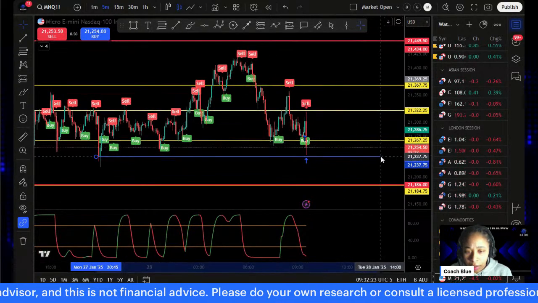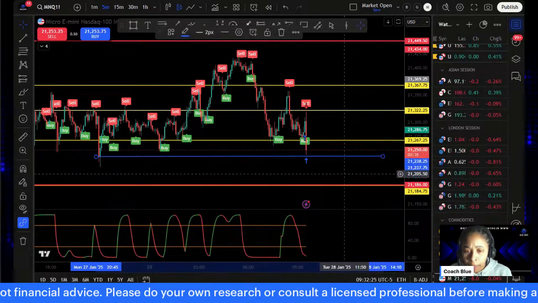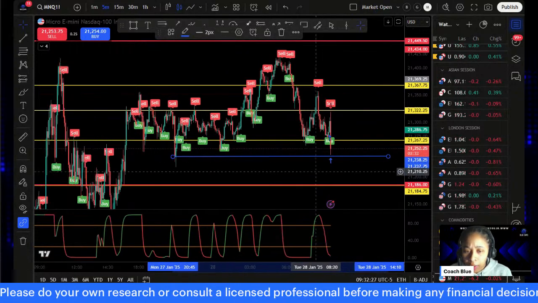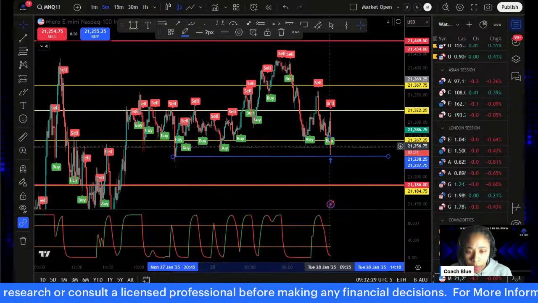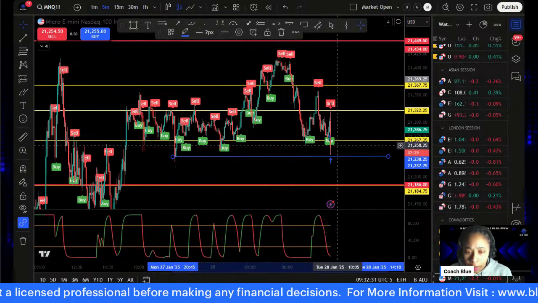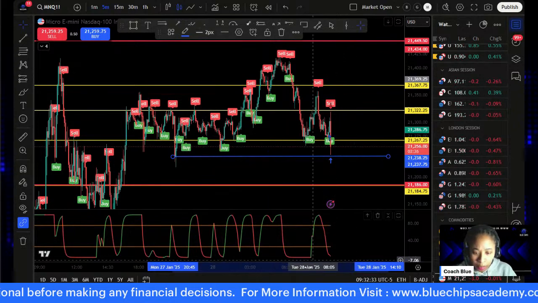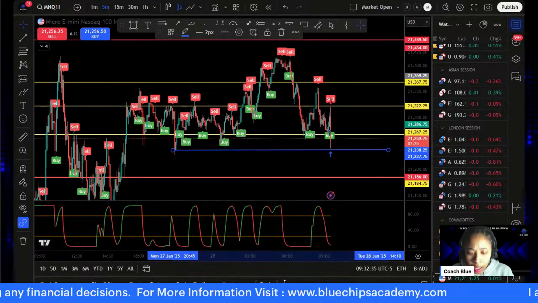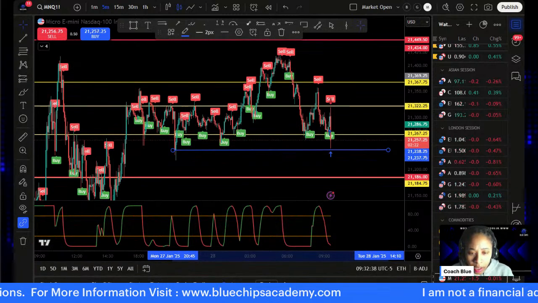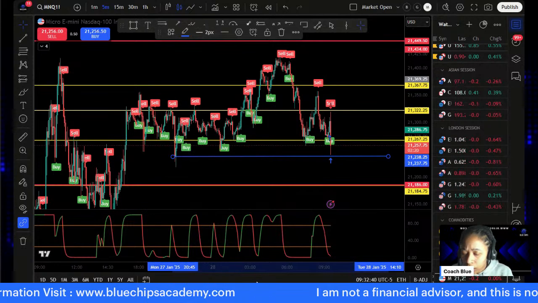Okay, so this is where being objective in the market matters. Didn't win that first trade. Let's get ready for a potential second entry. So let's see what we have.